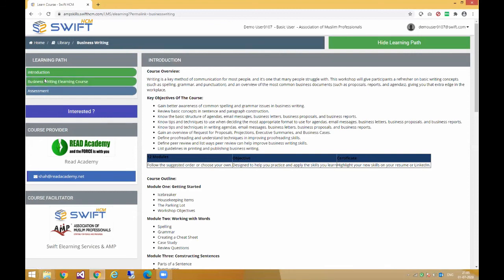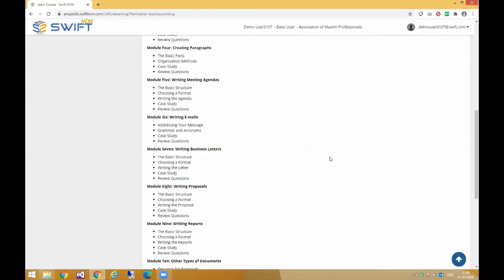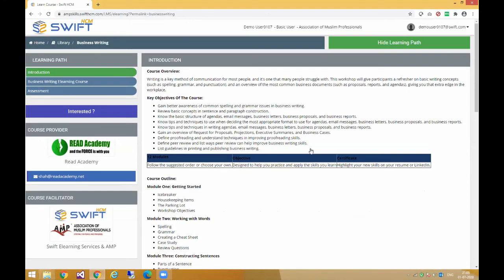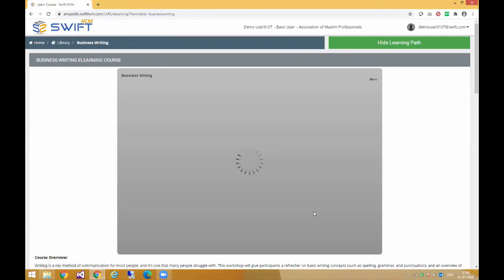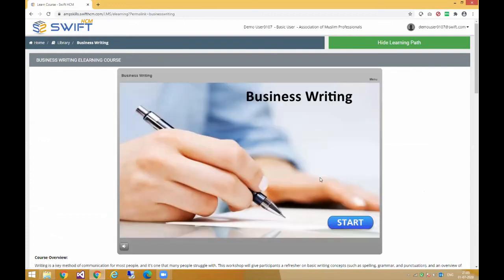There are three options on the left hand side. First is the introduction, which gives you an idea about what this course is all about. You can just go through it. The second one is the actual e-learning course. This e-learning course is the slide format of what Mr. Shah Sahab has just explained. It is not an exact copy of it, but it is more detailed.